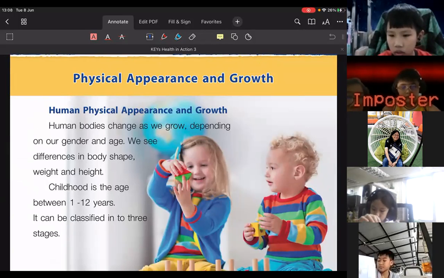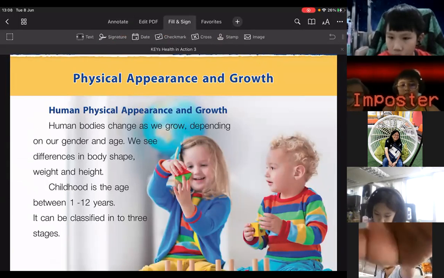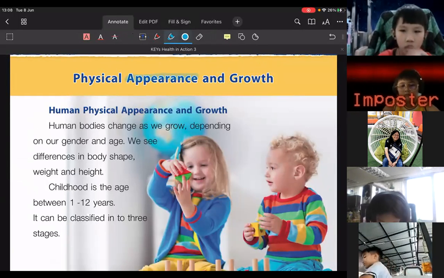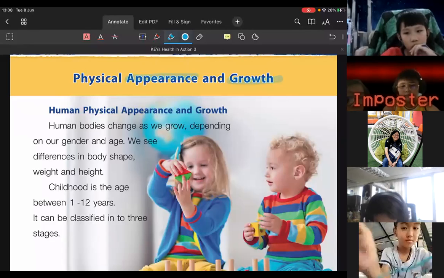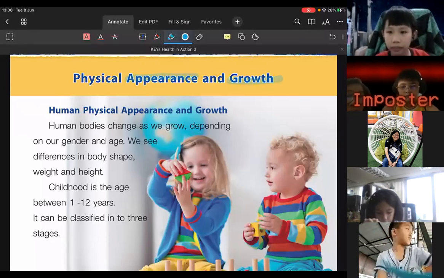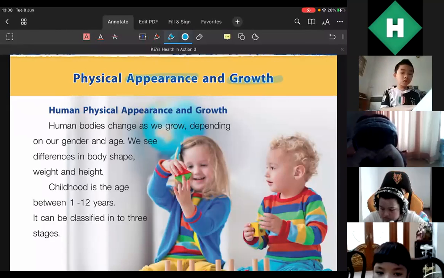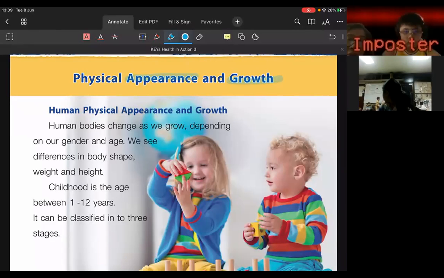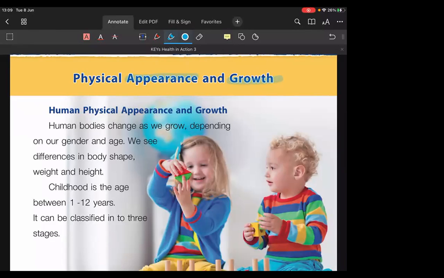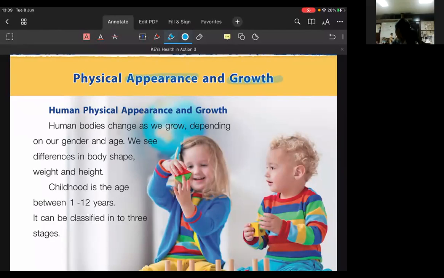So human physical appearance and growth. Okay, your key words are appearance and growth. So appearance is what you look like, and growth is how your body is changing. Are you growing? Naturally, you will grow. You'll grow taller and you'll get bigger. Okay, those two parts are very important at your age. So I will speak one part, and teacher A is going to translate each part after that for you, okay? So you get the best of both.